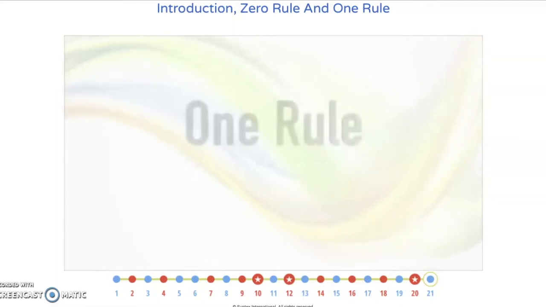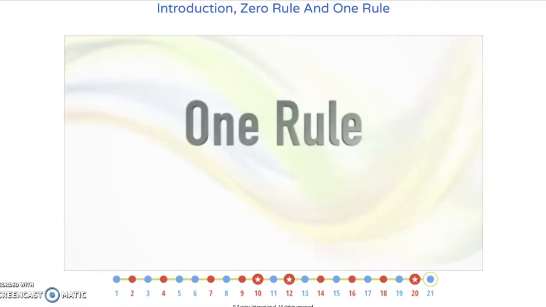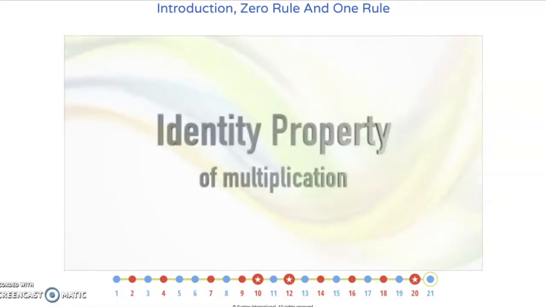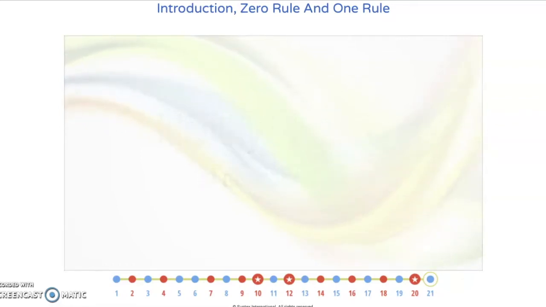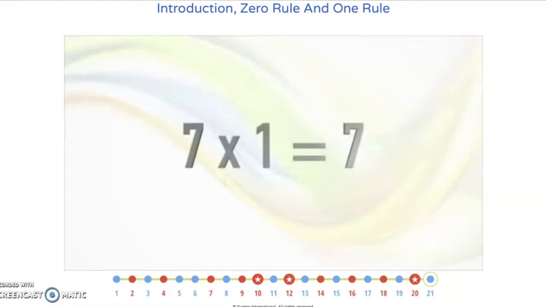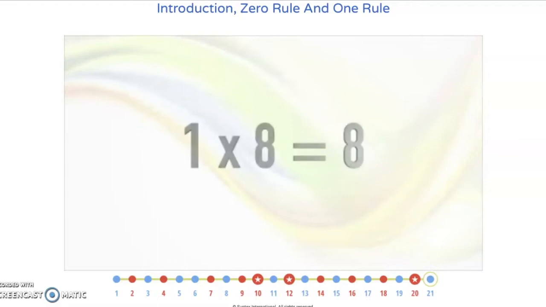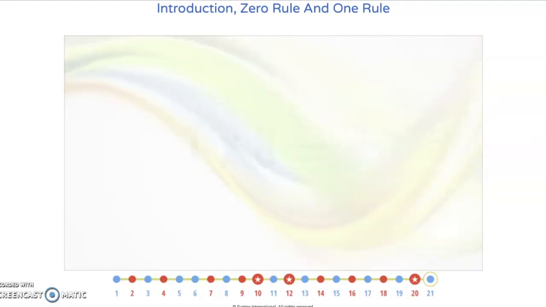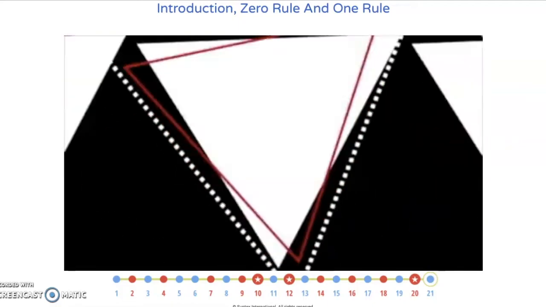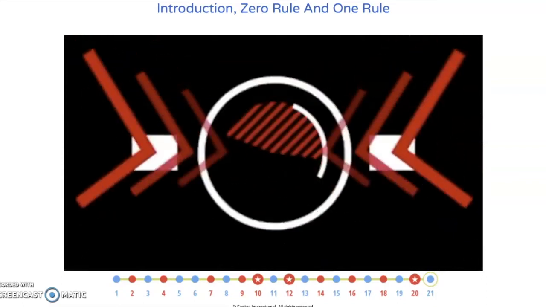Next, let's look at the one rule. A number multiplied by 1 stays the same. This is known as the identity property of multiplication. For example, 7 times 1 stays a 7. 1 times 8 equals 8. 4 times 1 equals 4. Let's practice the 0 and 1 rule by playing a game.